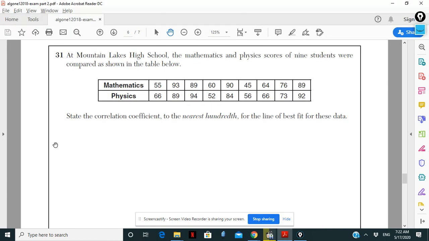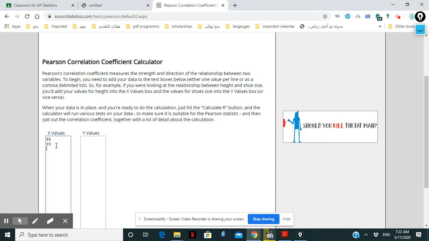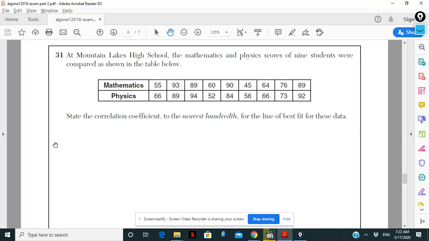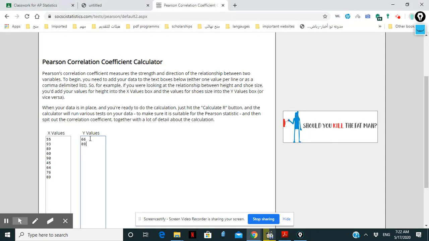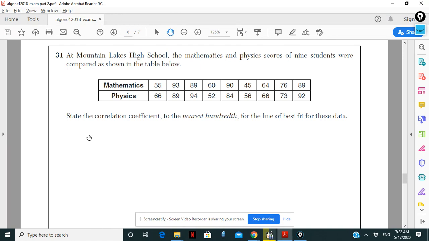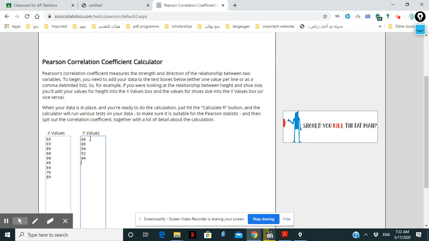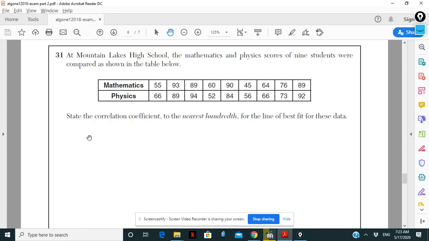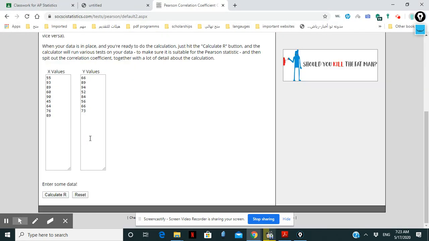What are the x values? 55, 93, 59, 60, 90, 45, 64, 76, 89. What are the y values? 66, 89, 94, 62, 84, 66, 66, 73, 90, 92. And I'm going to say calculate the r.